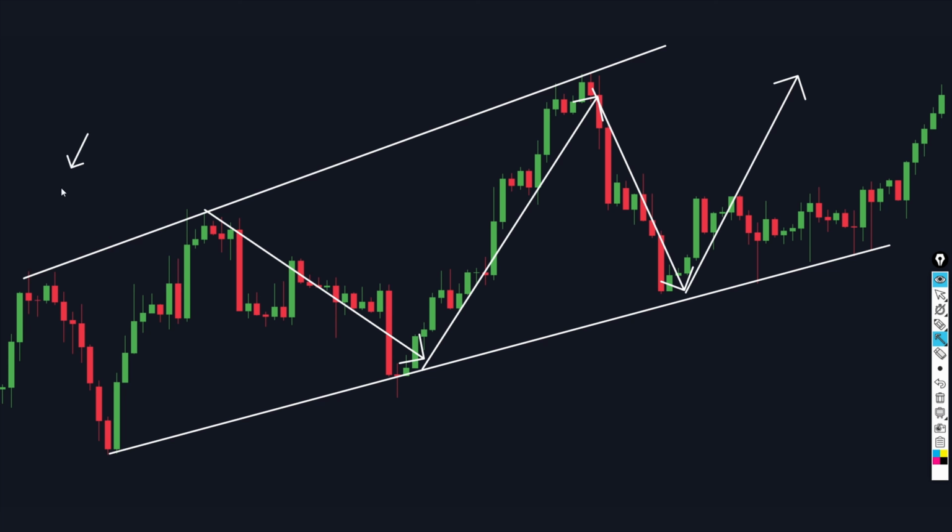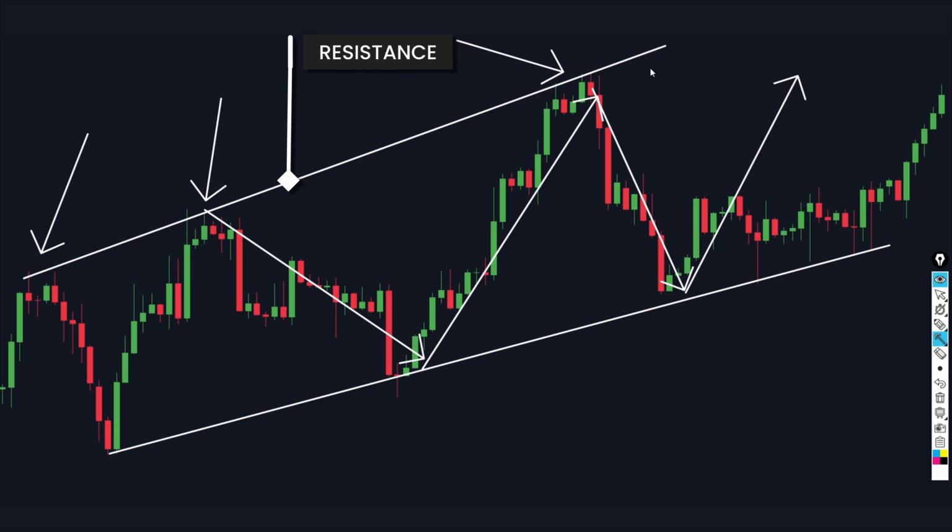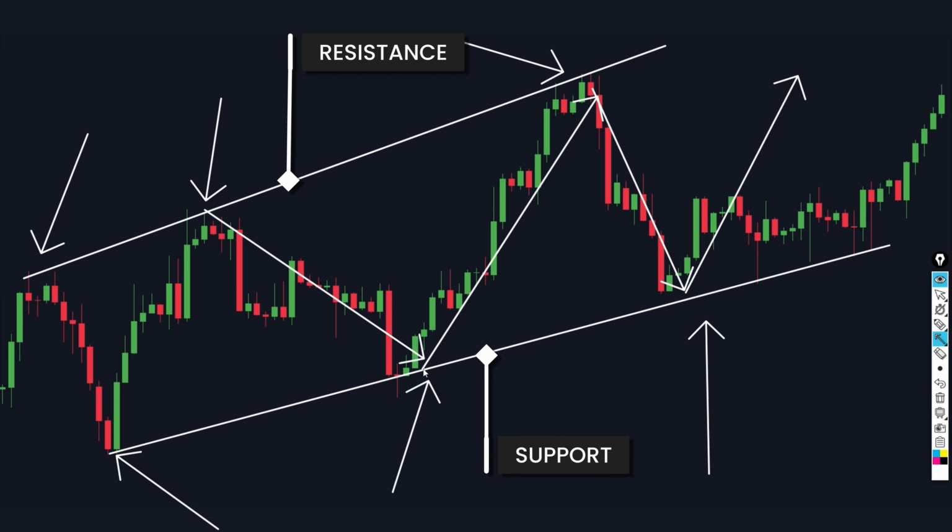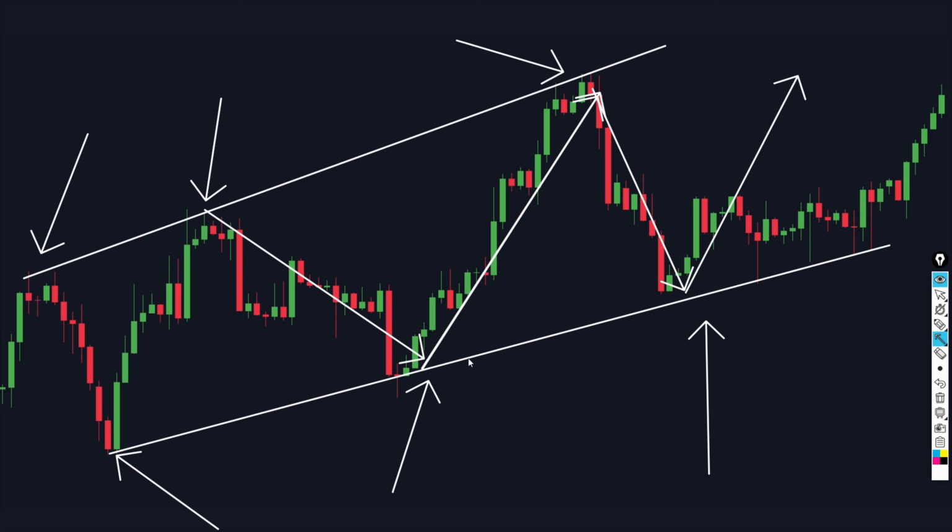As you can see here, the market got rejected back from this trend line because the trend line was working as a resistance here. Similarly here, it was working as a support and you could place your trade in the upward direction if you get the confirmation.